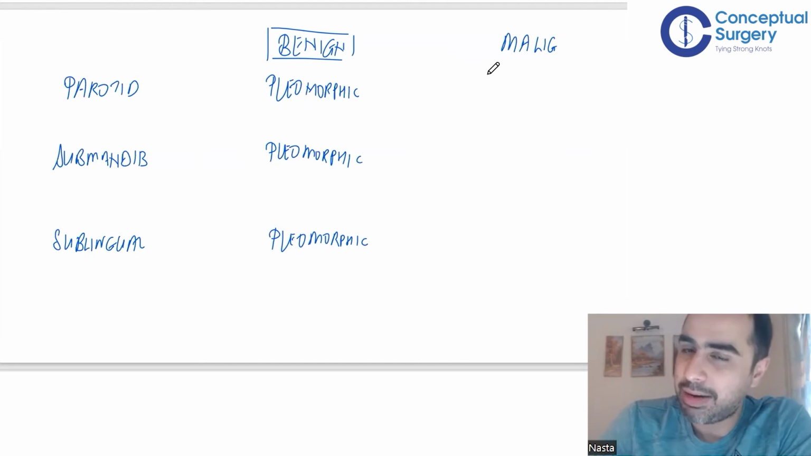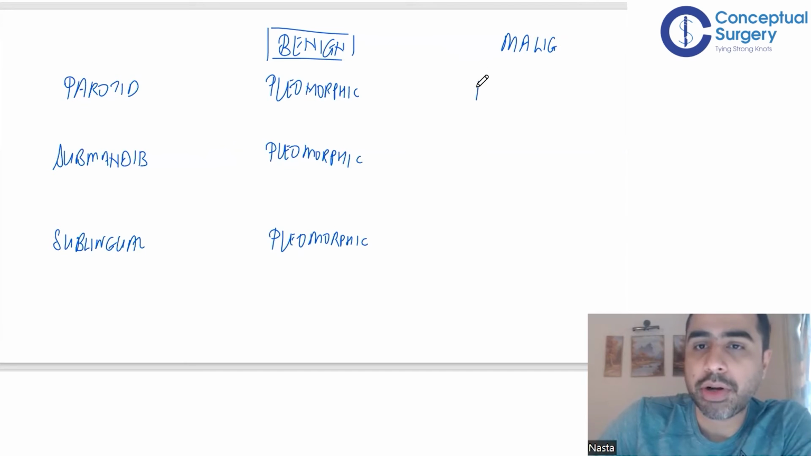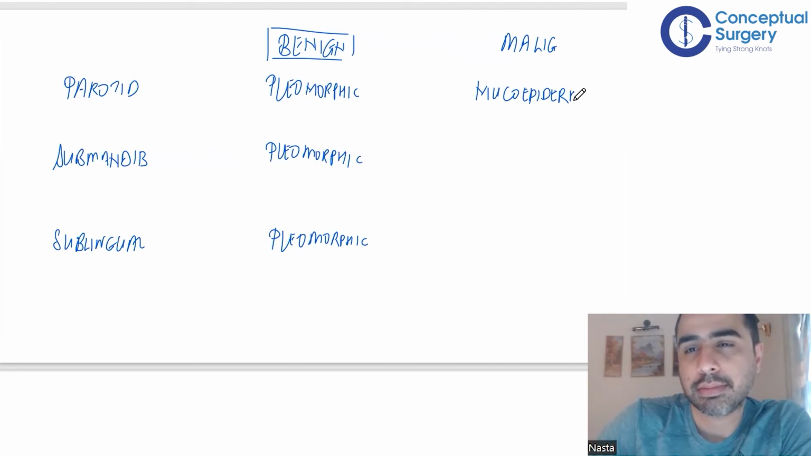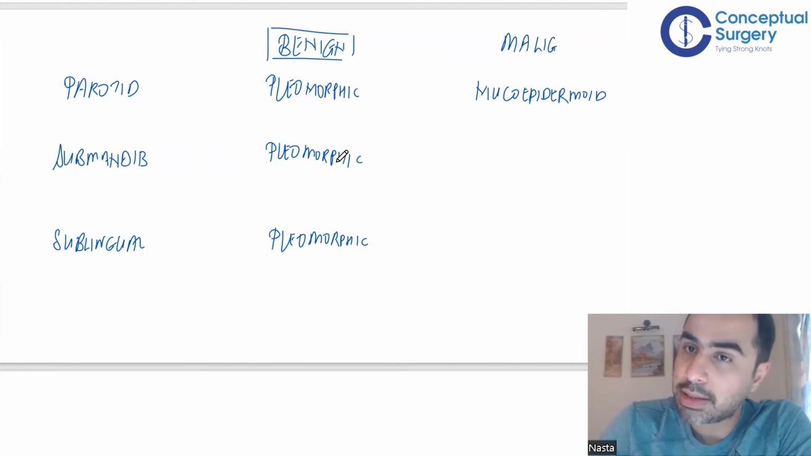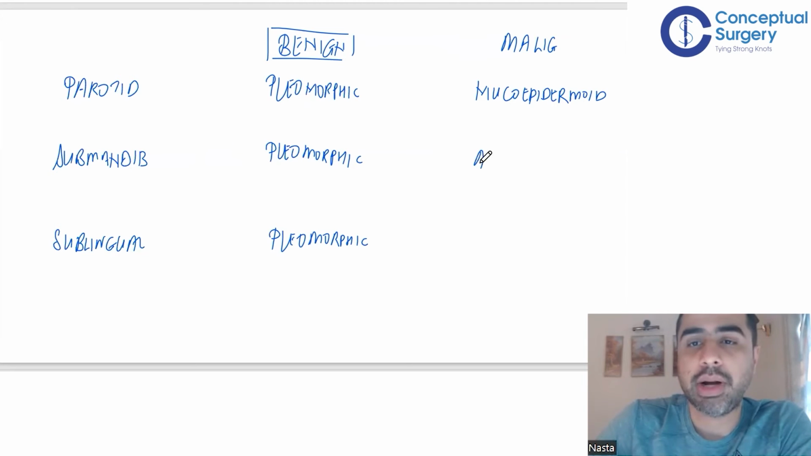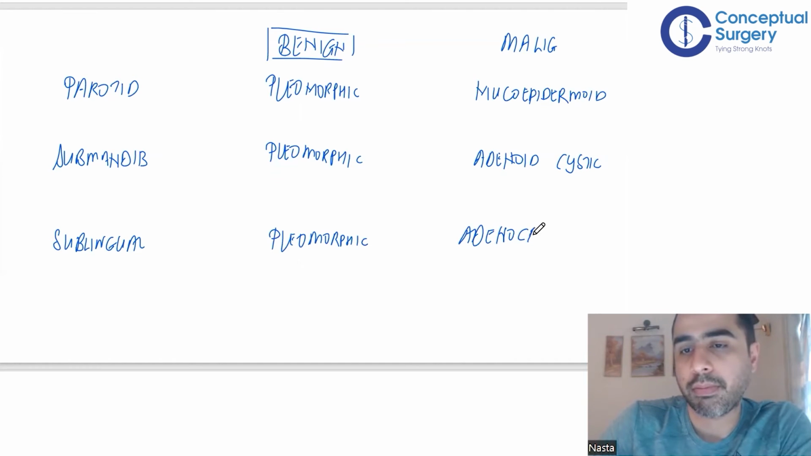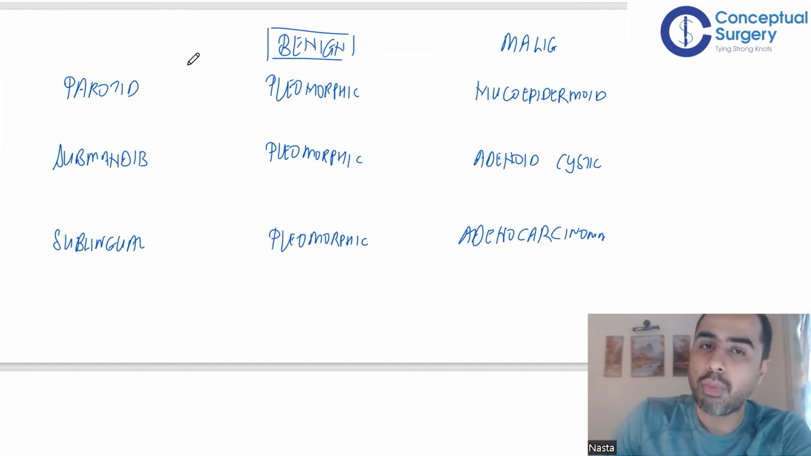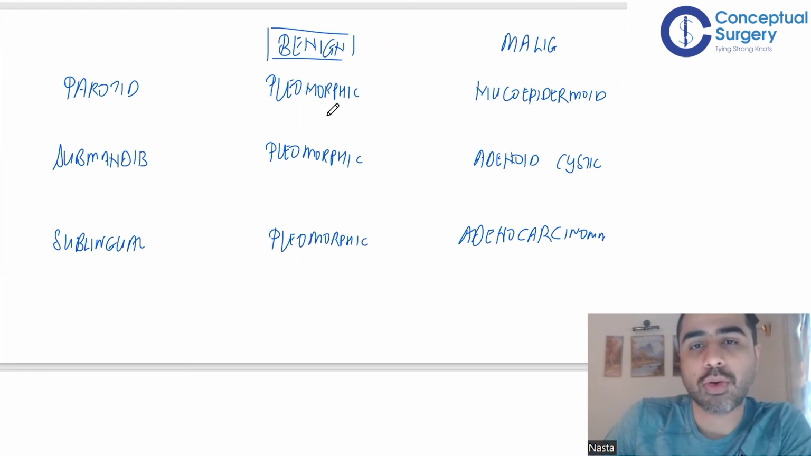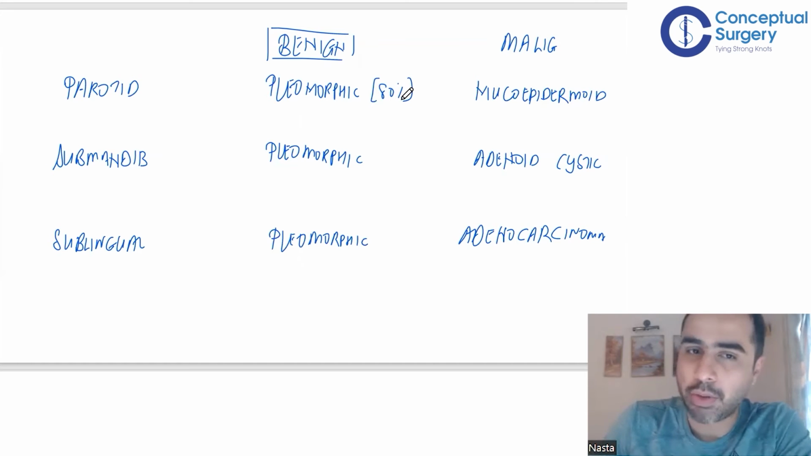But the malignancies are a little different. The most common malignant parotid tumor is mucoepidermoid cancer. The most common malignant submandibular gland tumor is adenoid cystic carcinoma. And sublingual is adenocarcinoma. Most of the parotid tumors are benign. So 80 to 90% are going to be pleomorphic.